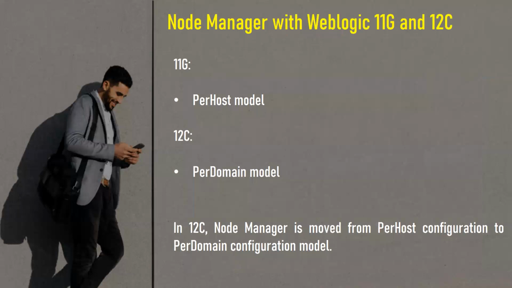Now, there is a change in the node manager configurations starting from 12c version. In 11g, there was a configuration called the per host model, and in 12c, we have a per domain model. What it means is that until 11g, a single utility was provided for the node manager, which is running on a host.